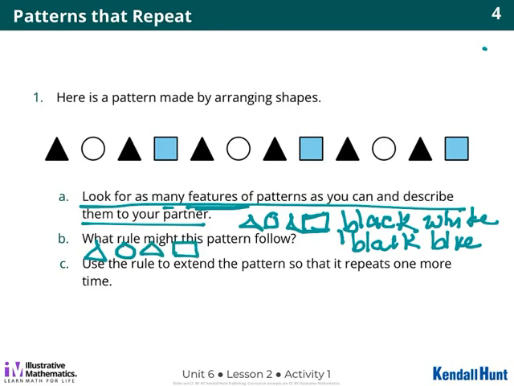And then C says use the rule to extend the pattern. Well, I'm just going to write down what comes next, right? Triangle, circle, triangle, square. You have to write that and then write it one more time. You have to write the entire thing and then another one. Yeah.